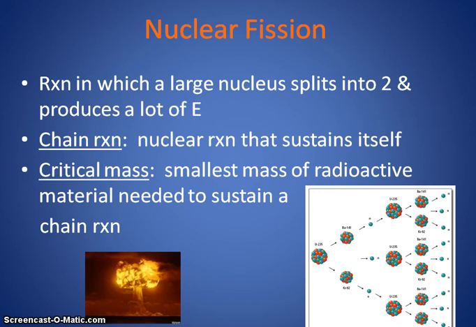Nuclear fission is a reaction where you're going to have a large nucleus splitting into 2 approximately equal sizes, and that process will also produce a whole lot of energy. A chain reaction is a nuclear reaction that can sustain itself. And then critical mass is the smallest mass of radioactive material needed to keep that chain reaction going. That's the lowest mass that you could actually have keeping that chain reaction going.